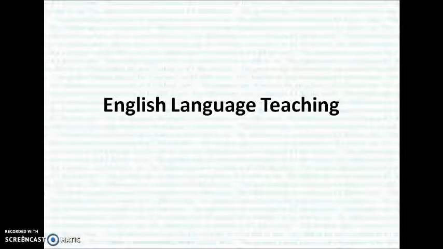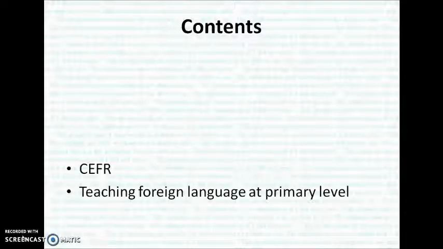Today we are going to talk about English language teaching. First, we are going to look at the CEFR and what we can use it for. Then we will talk about teaching languages at primary level. And lastly, I'll tell you a bit about learning styles.